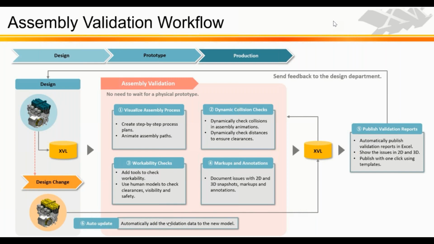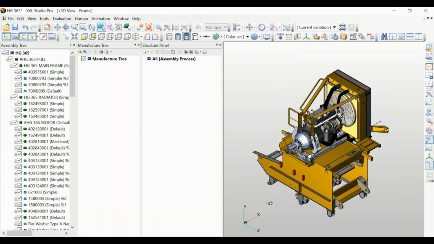When there's a new version of the model, you can use XPL Studio's AutoUpdate function to automatically carry forward all the work you did in the previous version of the model. Step one is to visualize the assembly process by creating step-by-step process plans and animating the assembly path. Here's the model in XPL Studio.